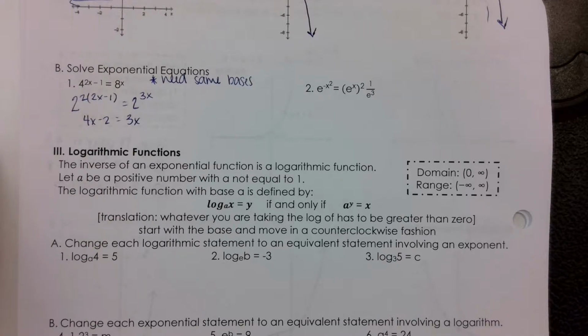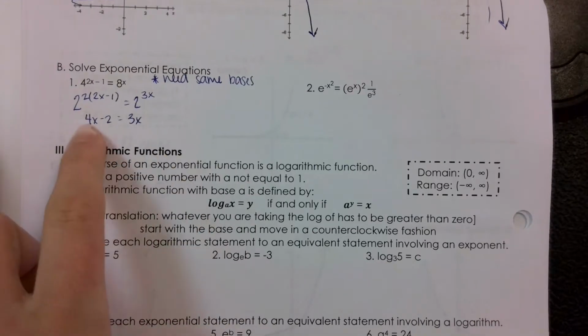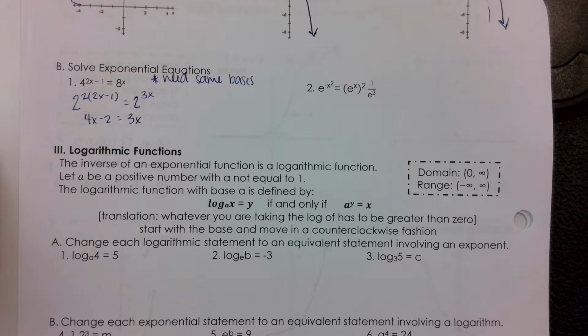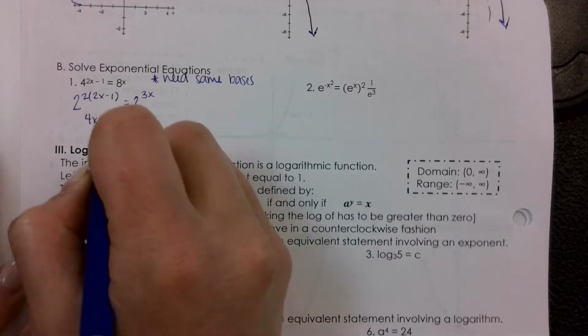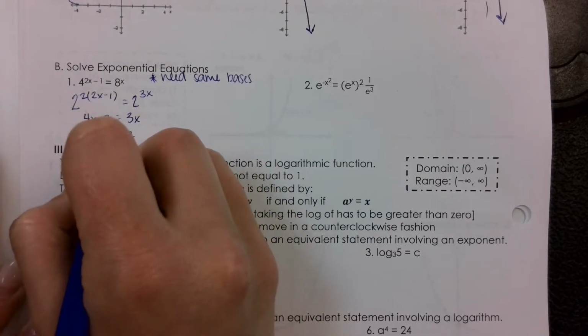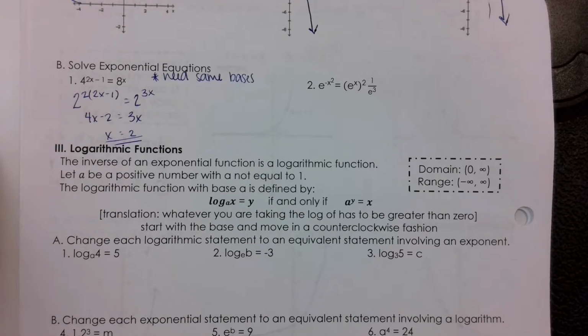So once you have the same bases, you can essentially ignore the bases, set your exponents equal to each other, and solve like a regular equation. Is that okay? So let's go ahead and distribute on this side. So we'll have 4x minus 2 equals 3x. How are we going to get x by itself? You could subtract 4x. I would subtract 3x and add 2, but that's just because I like to keep my x's positive. Anywho, when you end up doing all that, what do you end up getting for x? X equals 2.